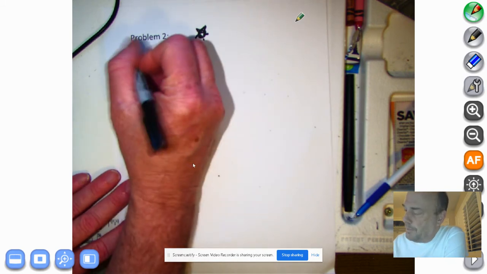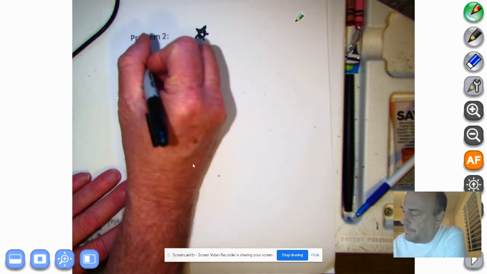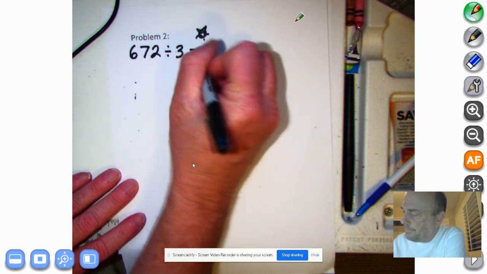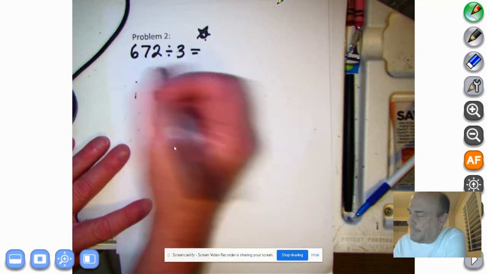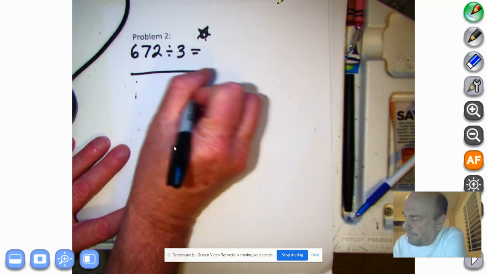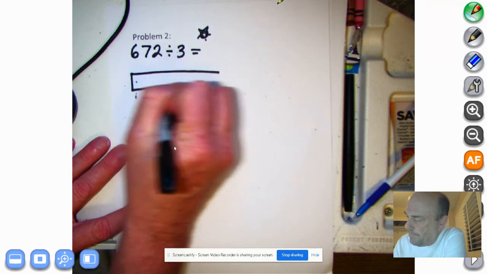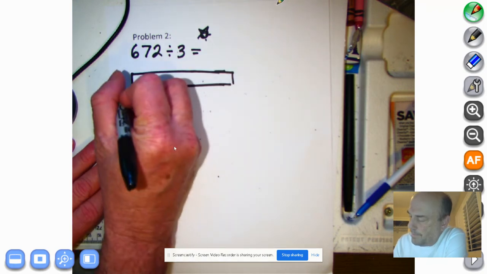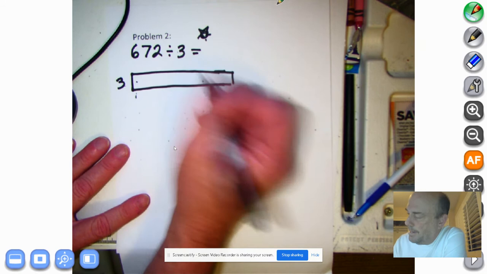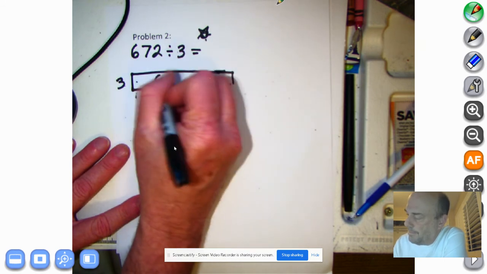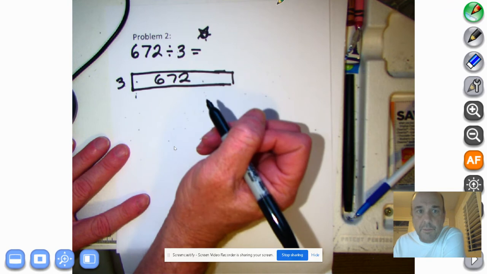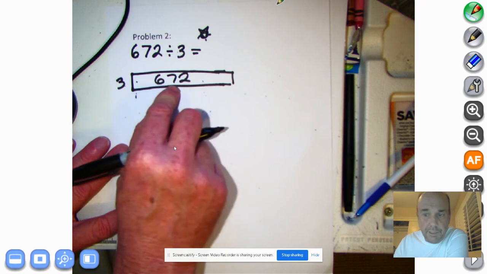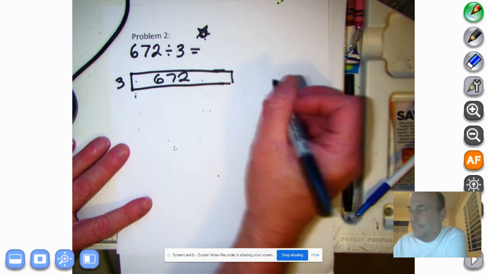All right, so our problem we're doing now is 672 divided by 3. Okay, so we're going to show that in a tape diagram. We have our 3 as our divisor, and then we have 672 as our dividend. That's what we're dividing. Now we need to find this answer, which would be the quotient, which when multiplied with 3 will hopefully equal 672. So how would this look in the standard algorithm?